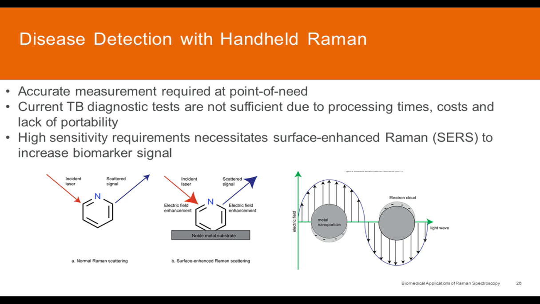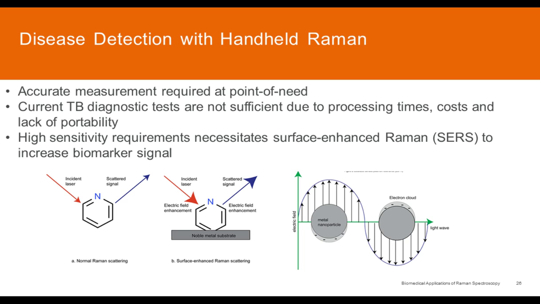And then I also wanted to touch briefly on how Raman has been used for disease detection, specifically with surface enhanced Raman scattering. So with disease detection, the trend here is to have really fast, simple and accurate measurements at the point of need. So this could be in both first and third world countries. And so this is where portable and handheld Raman will really be an advantage.